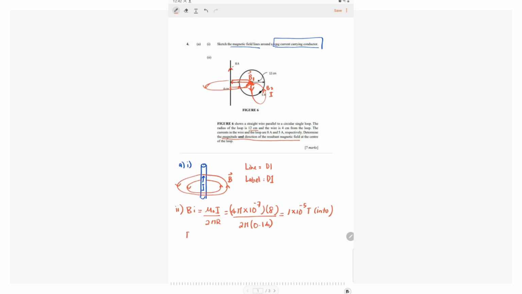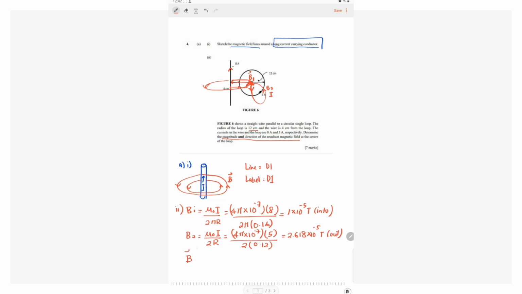Okay, B2 pula. B2 tu daripada circular coil. Untuk circular coil, kita guna mu naught I over 2R. Okay, 4 pi eksponen negatif 7. I adalah I daripada circular loop, iaitu 5 bahagi dengan 2. R untuk loop tu adalah 0.12. Maka jawapannya adalah 2.618 darab 10 negatif 5 Tesla. Arah dia out of page.